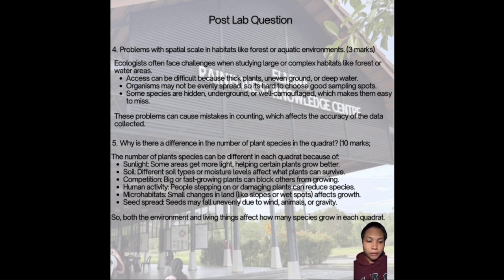Number 4 is human activity. People stepping on or damaging plants can reduce species. After that is microhabitats. Small changes in the land, like slopes and wet spots, affect the growth. After that is seed spread. Seeds may fall unevenly due to wind, animals or gravity. So both the environment and living things affect how many species grow in each quadrat.